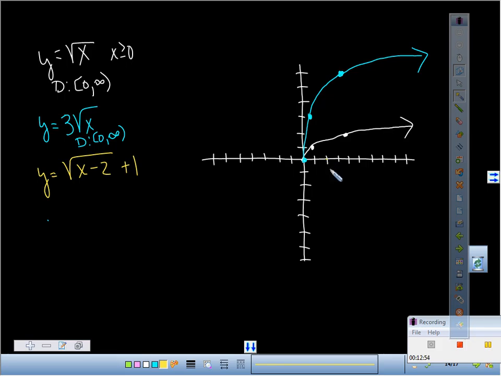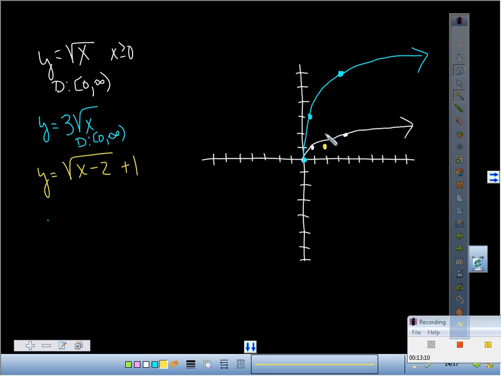I'm right here. What's this plus 1? Is he an X or a Y? He's a Y. He's outside. Y's move where? Up and down. How? The way you think. So where's that plus 1 going to do? Up 1. So now here is my beginning point.